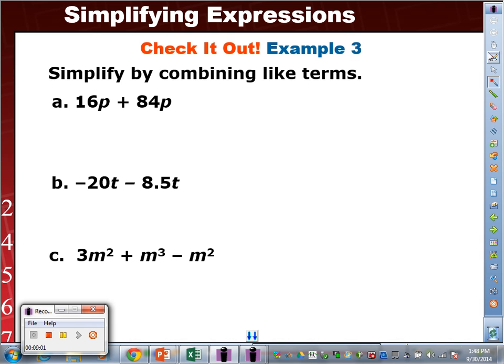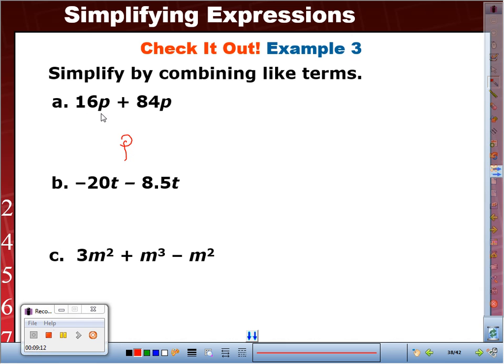Okay, let's see. For a, how many terms? 2. What is the name of this one? Binomial. Do they have like terms? Yes. So this is p. 16 plus 84, that's 100.